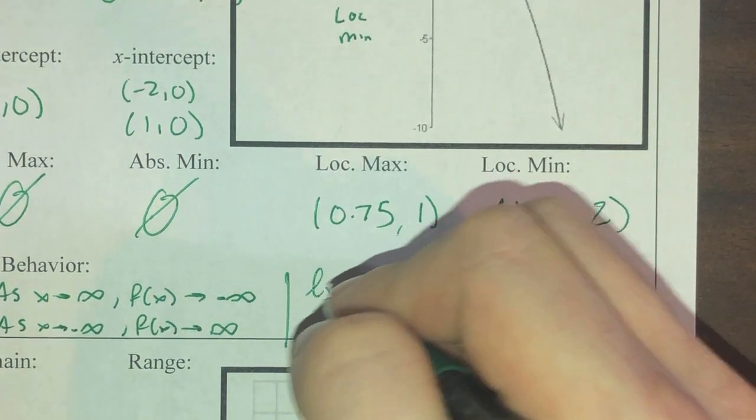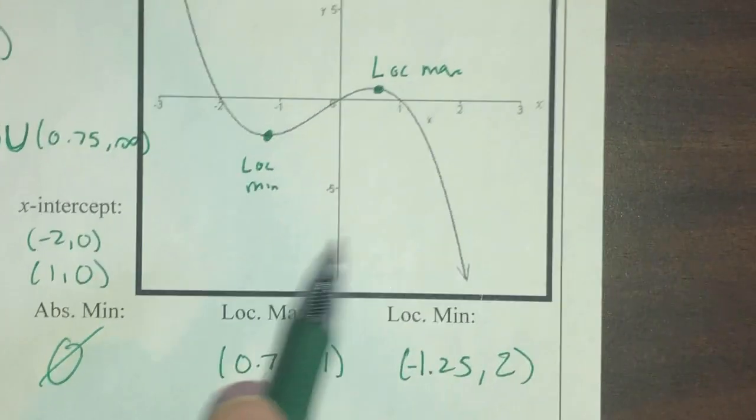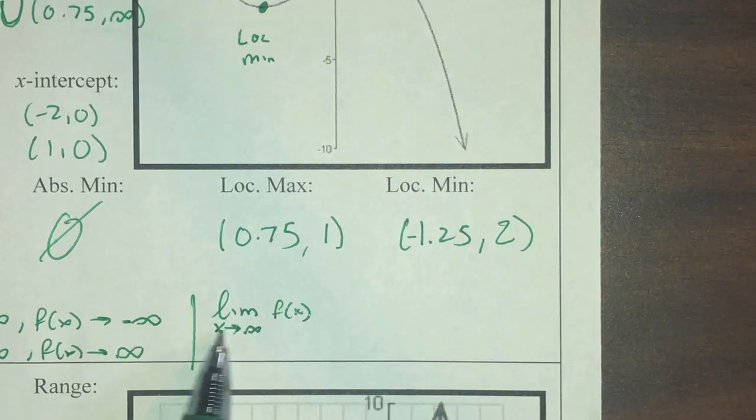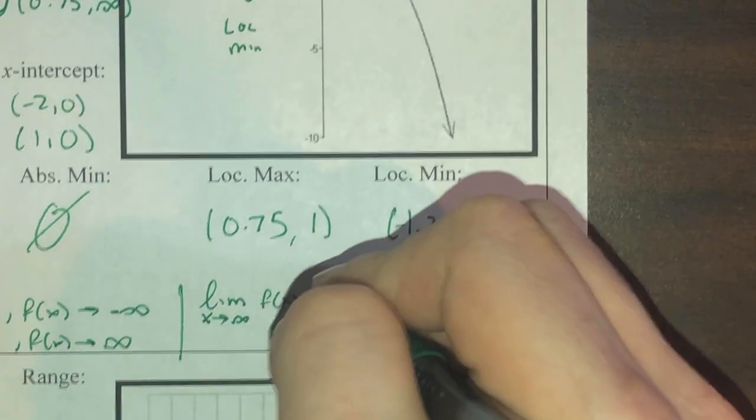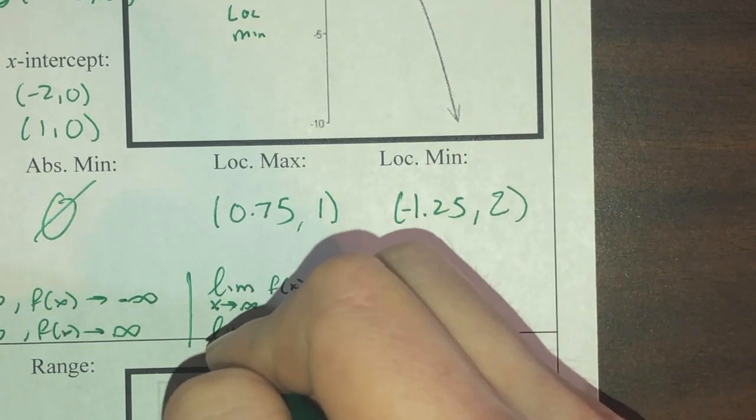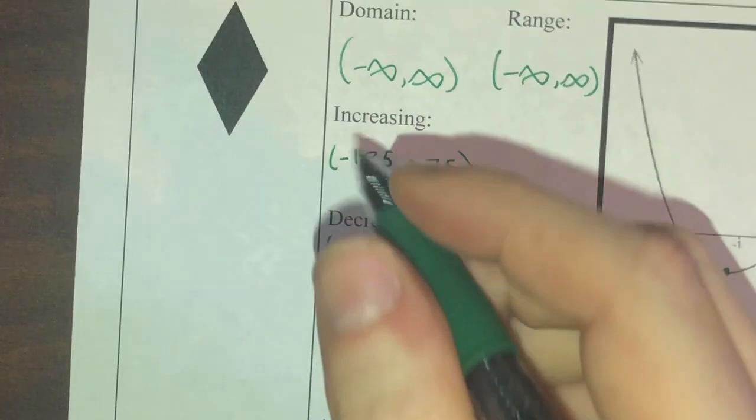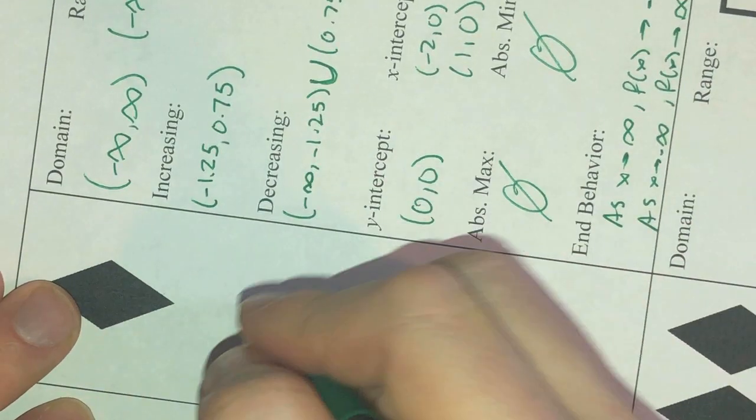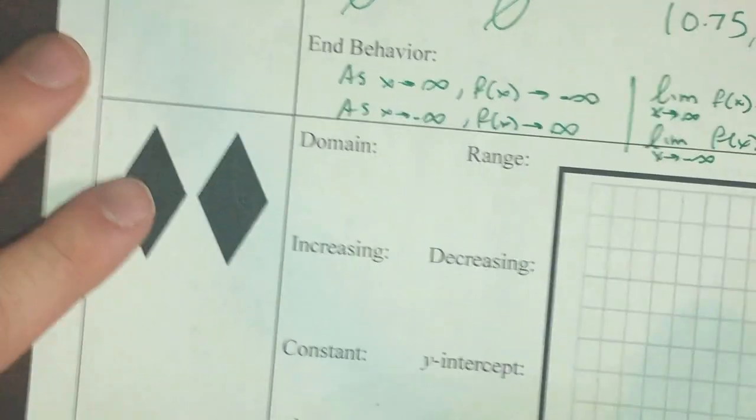Second way to do it, the limit as x goes to infinity of f of x. So as x goes to infinity, f of x goes to negative infinity. And the limit as x goes to negative infinity of f of x is infinity. Okay? Remember, if you're having problems writing infinity, here's what you do. You turn the paper on its side, you write an 8, you turn the paper back. Okay? It's like an 8 on its side.